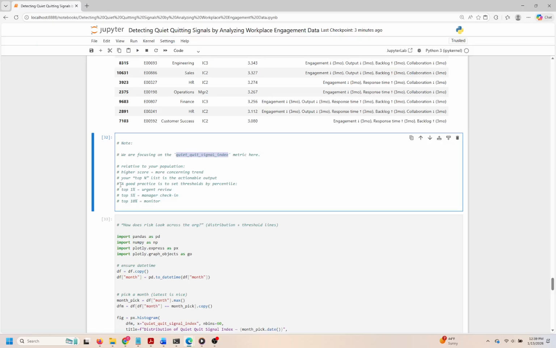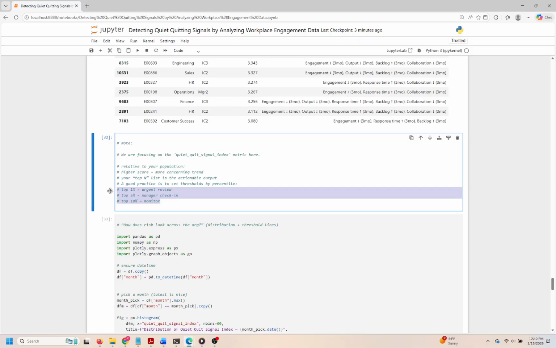To better manage these trends, it's useful to define thresholds based on percentiles. For example, individuals in the top 1% might represent an urgent review situation, indicating immediate intervention is necessary. Those in the top 5% could prompt a check-in from a manager to gauge the situation, while the top 10% might just need ongoing monitoring to ensure issues don't escalate further.